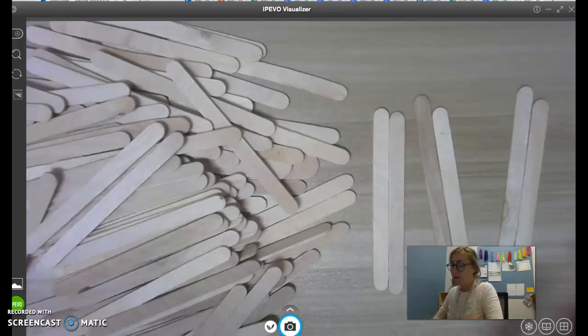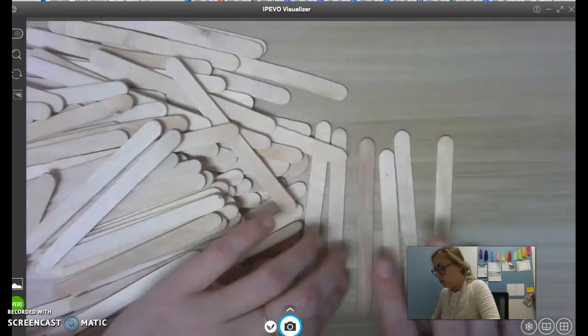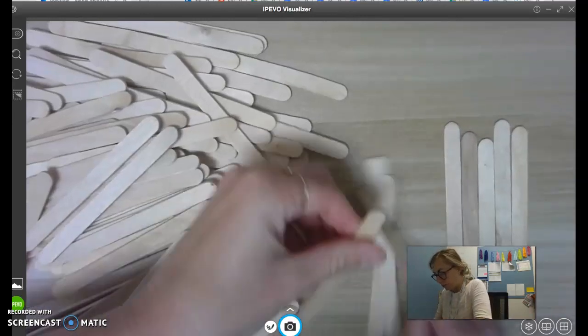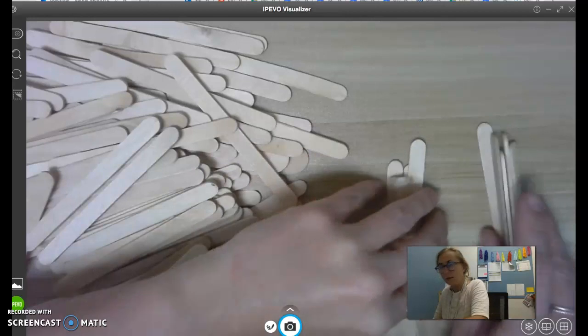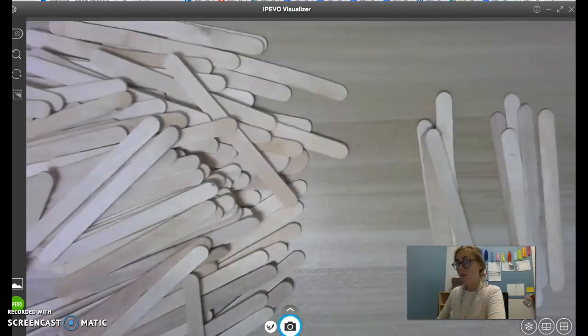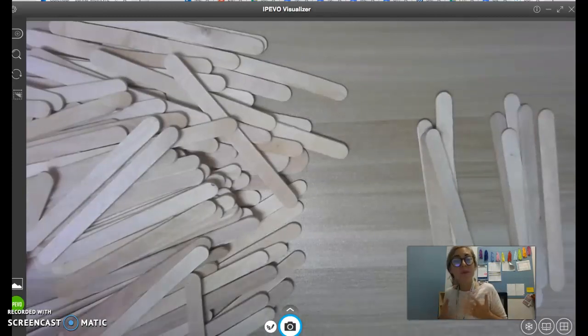Maybe we could count them by fives. Let's try by fives. 5, 10. Oh, that's still taking a while. Is there an even faster way? That's right, we can count them by tens.